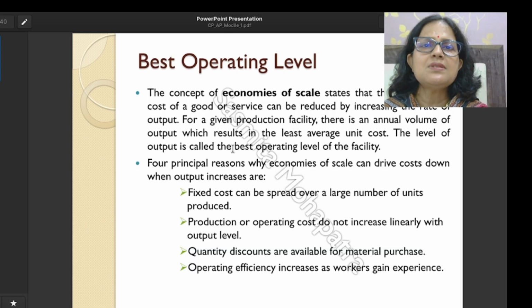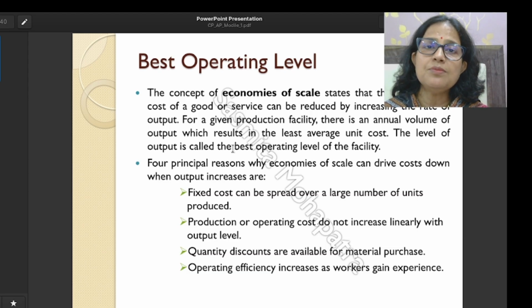So this is the best operating level. Till the best operating level, we are able to achieve the economies of scale. But after a certain point, after the best operating level, we are not able to achieve the economies of scale. The unit cost of the product goes on increasing. That is called diseconomies of scale.